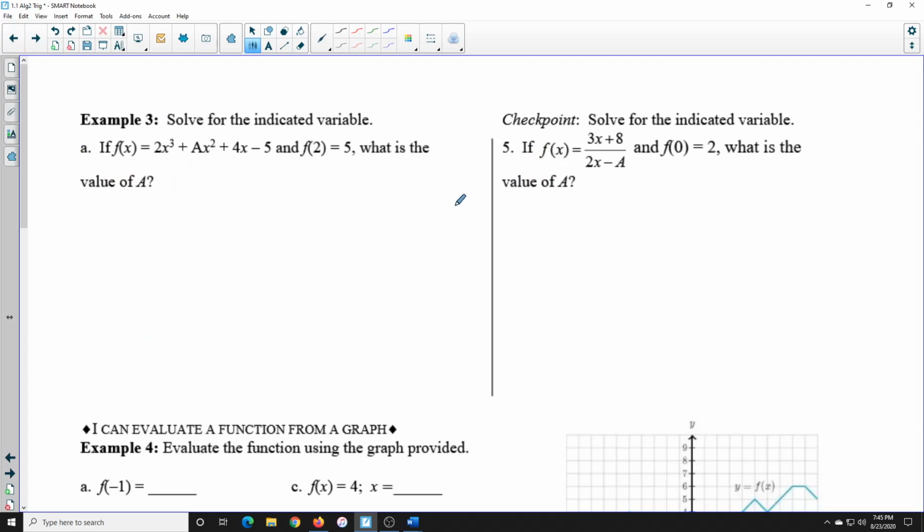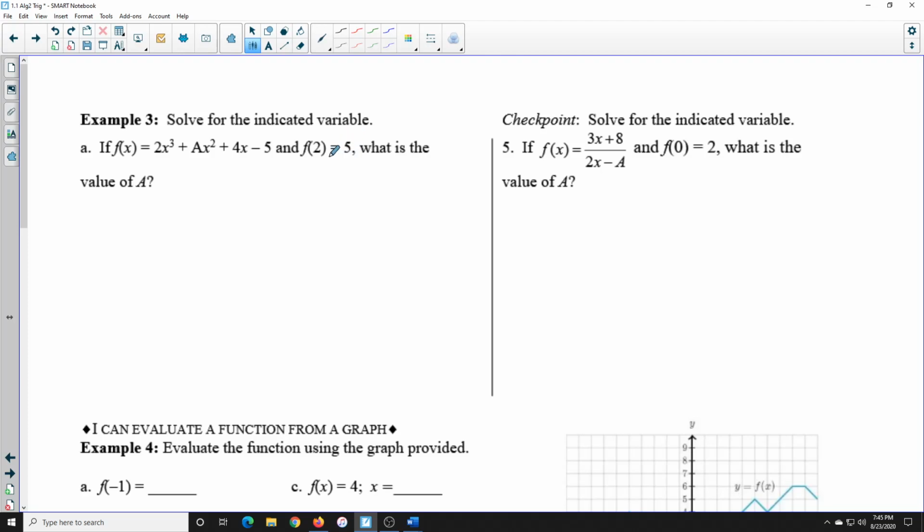And then second page. Next type that you will see, solve for the indicated variable. So if f of x is this function, and f of 2 equals 5, what is the value of a? So this is a little bit different. We have a coefficient missing here that we need to solve for. So what we're going to do is we're going to plug the given information into the function. So they tell us f of 2 is 5. So that means when x is 2, the y value is going to be 5. So we're going to combine the first two examples kind of together.